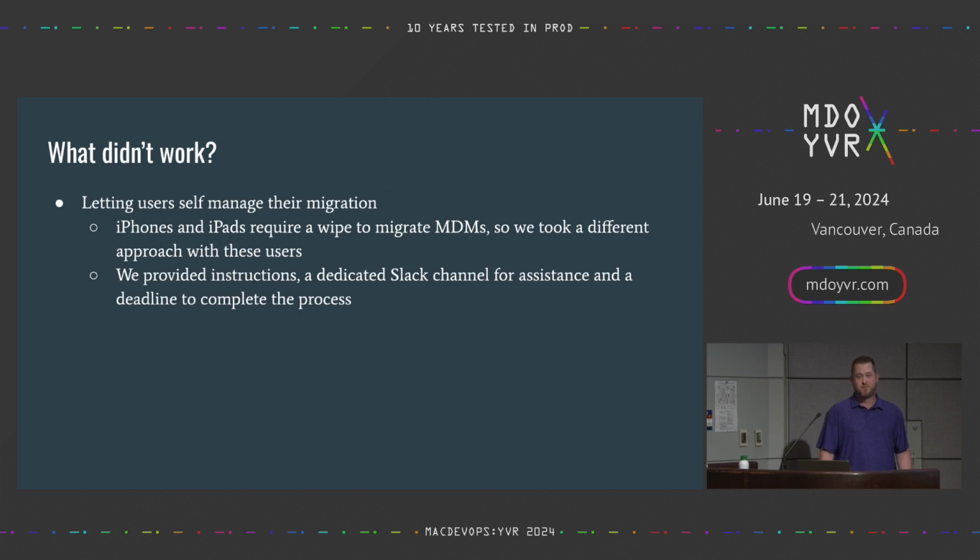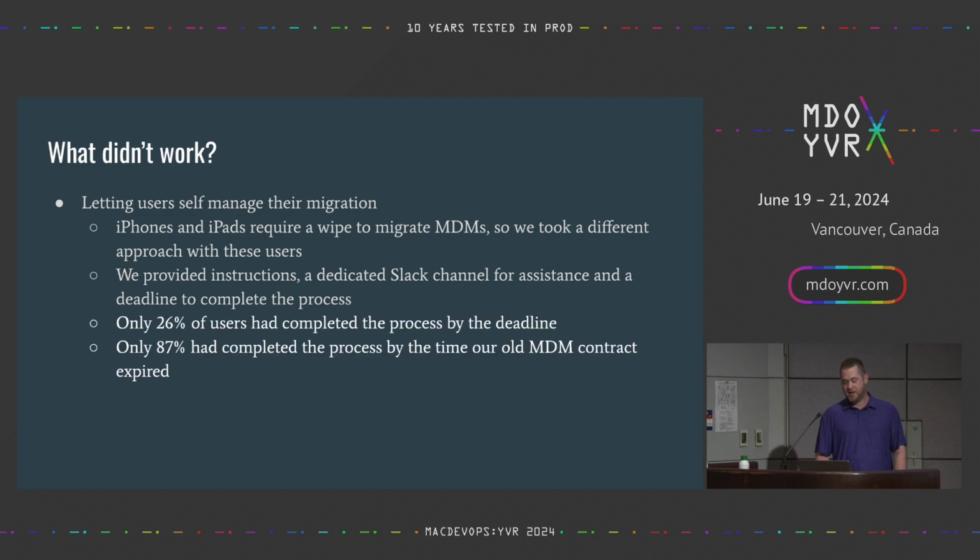So what didn't work was letting users self-manage their migration. iPhones and iPads require a wipe to move MDMs, so we took a different approach for the users with those devices. We provided the instructions, put them in a dedicated Slack channel, and then gave them a deadline and said, please have this done by this date. If you need help, we're here for you. Well, only 26% of those users completed the process by that deadline, and only 87% had completed it by the time the contract with our old MDM expired. And this was at least 3 months since we first let them know about it.